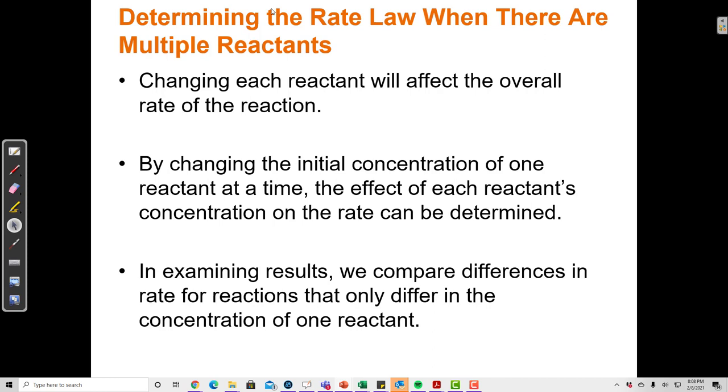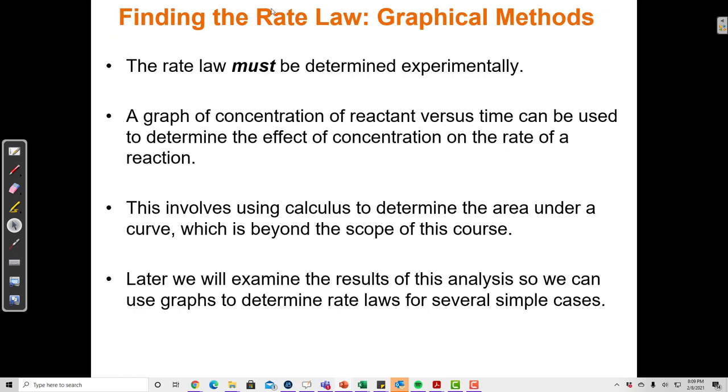If I double A and the rate goes twice as fast, and then I double B and the rate doesn't change at all, then I would say, oh, the rate is changing because I'm doubling A, but the rate is not changing because I'm doubling B. That gives me information about the order of the reaction, and then I can write the rate law. So again, the rate law must be determined experimentally. It's not something I can just look at a chemical reaction and write.